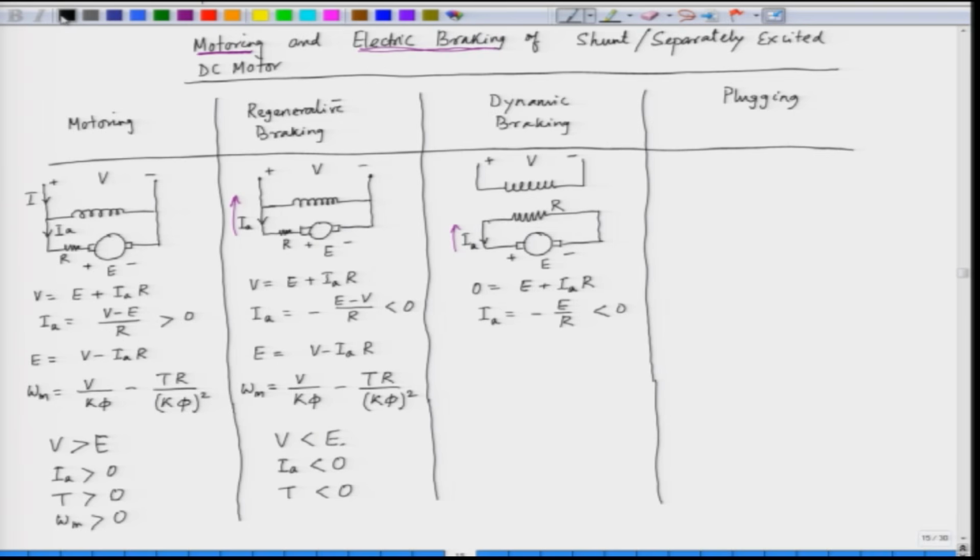Now, if we write down the expression for the back EMF, E is equal to minus I A R, where now the applied voltage V is equal to 0 for the armature, or omega m is equal to minus T r by k phi square. So, in this case the torque is negative and the current is also negative. So, this is dynamic braking, where the energy of the motor is dissipated in the resistive part of the armature as heat.